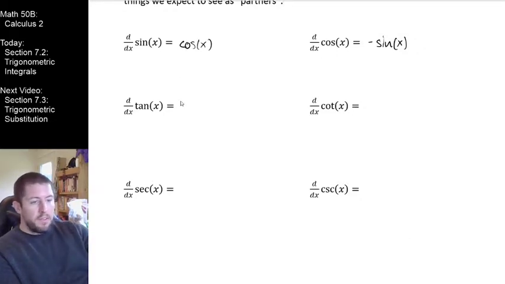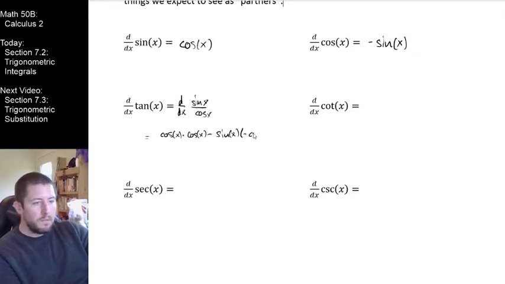Now, when we look at the derivative of tangent, we want to remember that this is just the same thing as the derivative of sine over cosine. This is one of the very few times in my life I'll ever actually stick with using the quotient rule. So I'm going to do low d high minus high d low all over low squared.